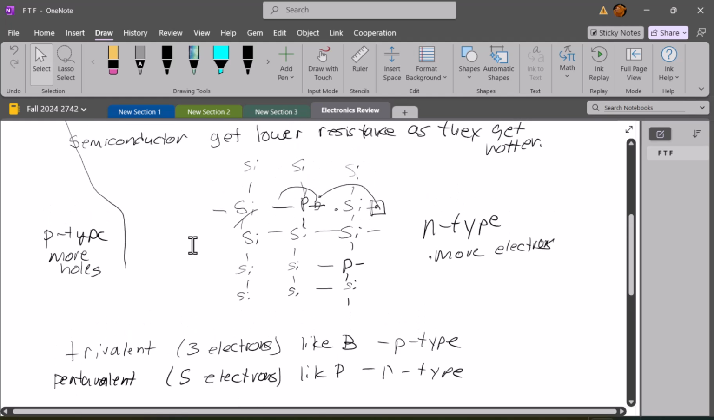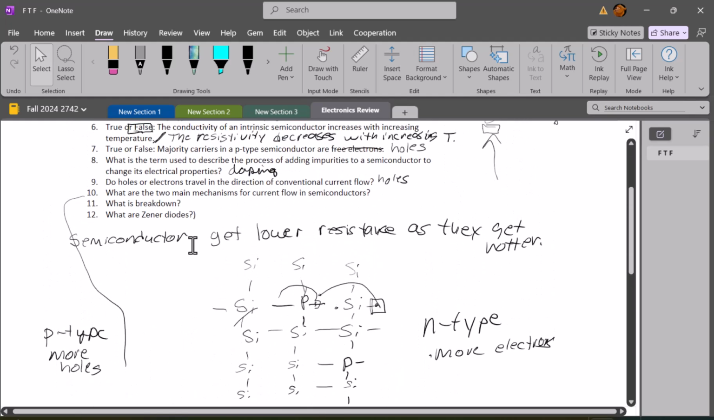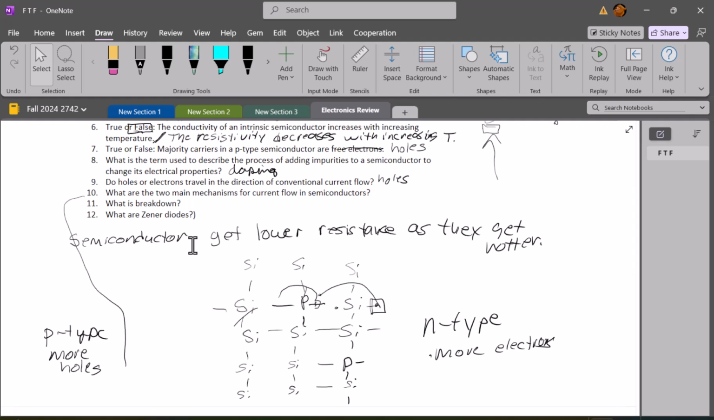And what is breakdown? Is that when it's too hot and then the voltage comes out of it? Well, it's not really temperature. It's when.